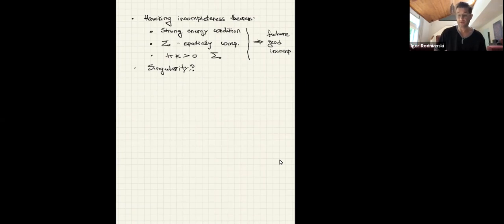Thankfully, we do have examples. So I do want to talk about examples. In fact, explicit examples which satisfy the assumptions of Hawking incompleteness theorem and actually tell you that there will be a singularity in the future, and it's an interesting singularity. So all right, examples. These are so-called Kasner solutions. So let me start with vacuum first.